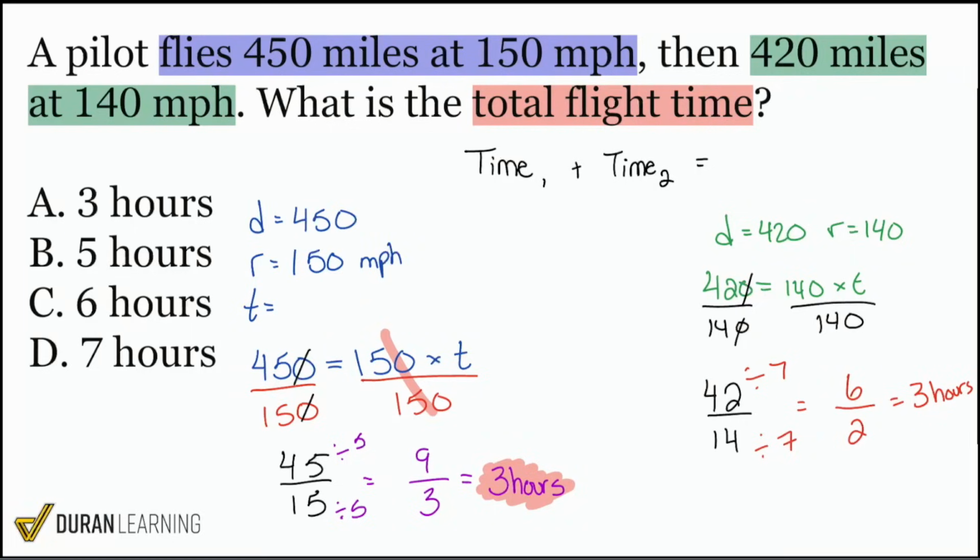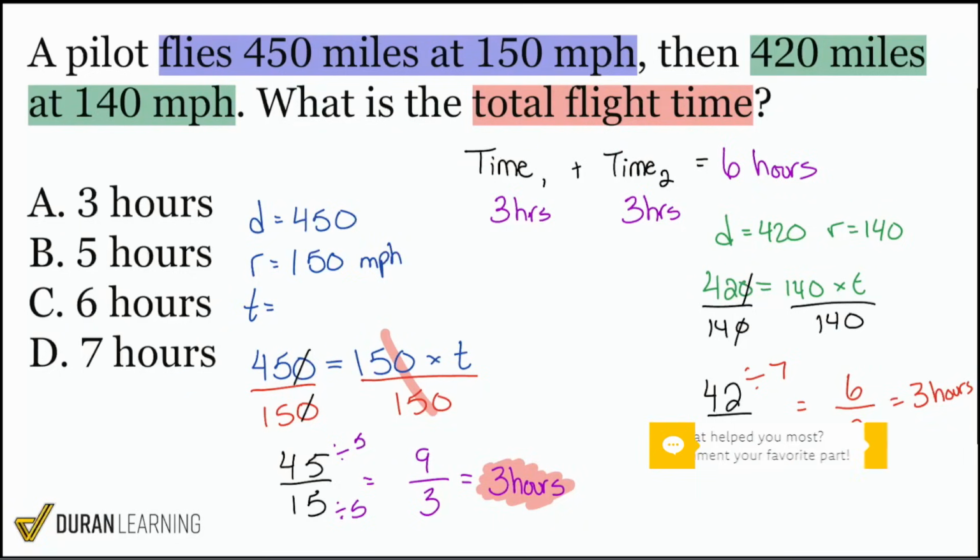We have time 1, which was again 3 hours. We have time 2, which was again 3 hours. 3 plus 3. That gives us a total time period here of 6 hours. So I really want us to notice that it's not about trying to calculate as quickly as possible, but it's about understanding what needs to be calculated. That's the idea here. And that's why the correct answer here is answer choice C, 6 hours.